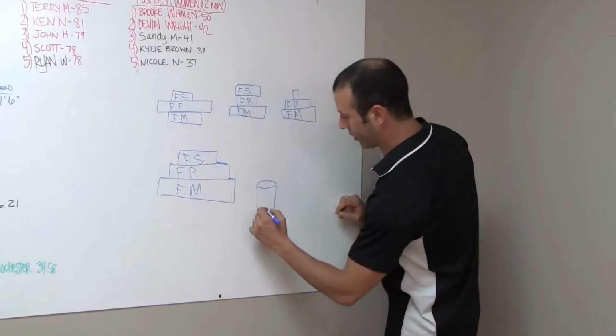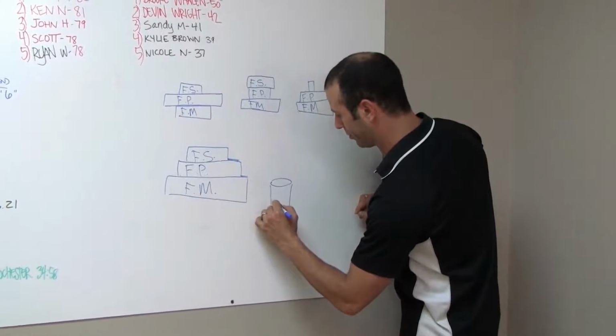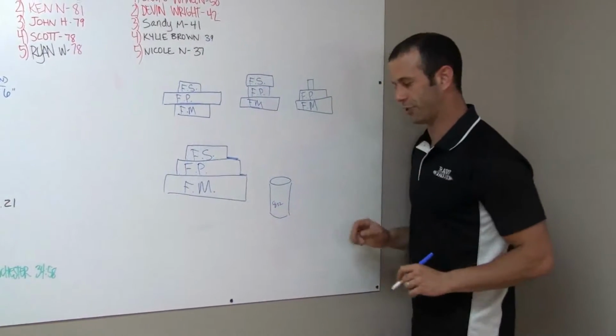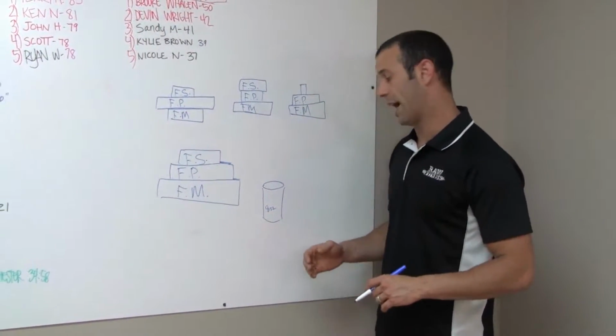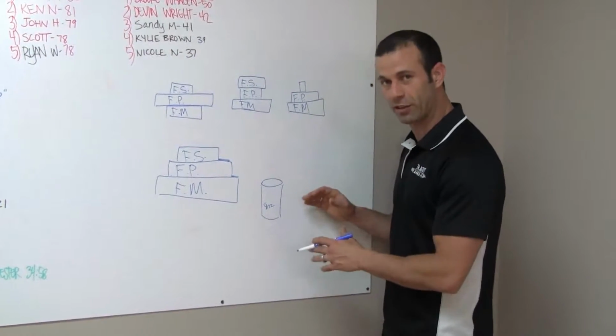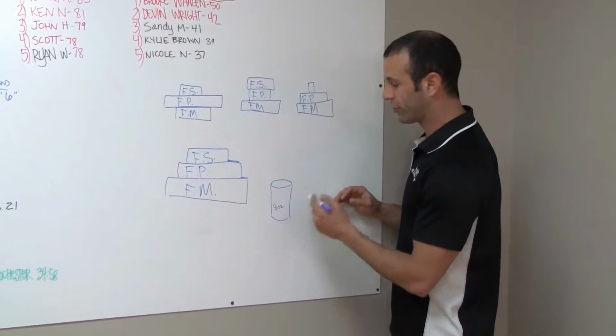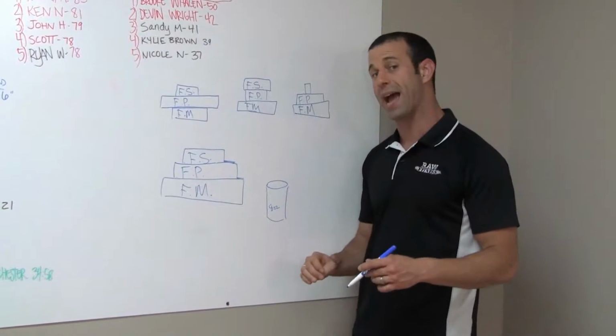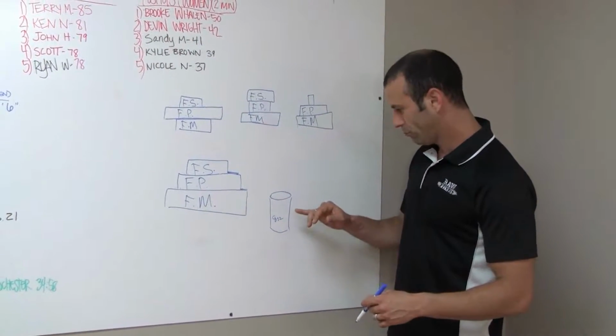And we'll say this is an 8-ounce glass we've got here. This is our particular athlete. Now, the glass is going to represent the strength of the athlete, and the water inside the glass is going to represent their power.